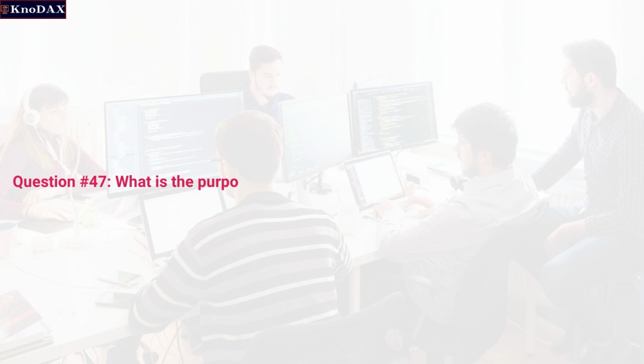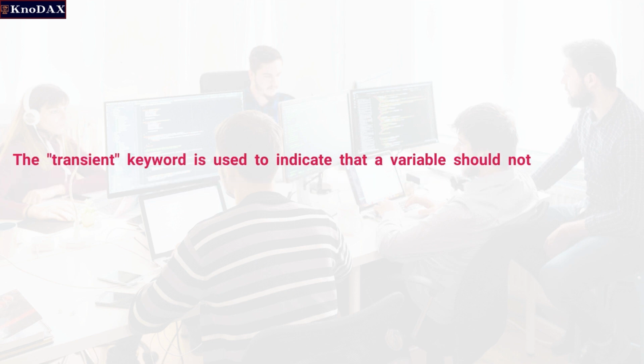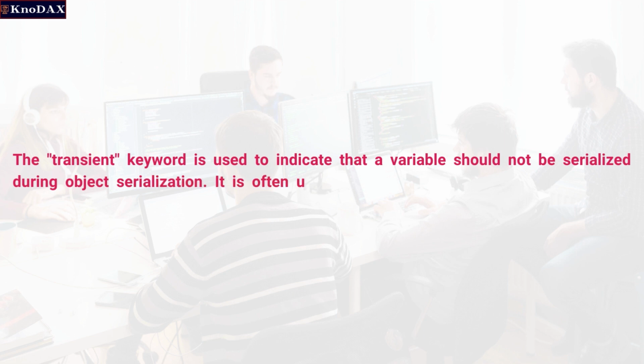What is the purpose of the transient keyword? The transient keyword indicates that a variable should not be serialized during object serialization. It is often used for variables that are not needed to be persisted.